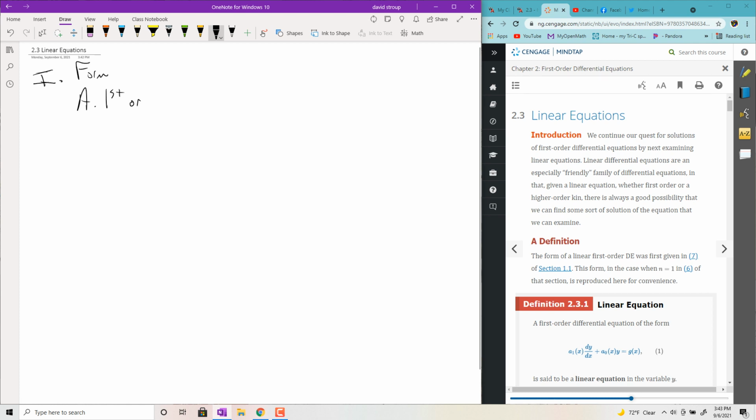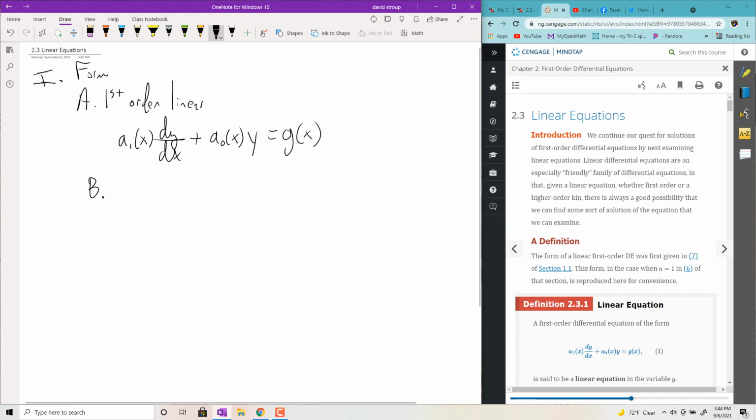So first order linear. What do those look like? They look like some function of x times the derivative of y with respect to x plus some other function of x times y, and that equals some function of x. For our work right now, we need to have it in the following form.